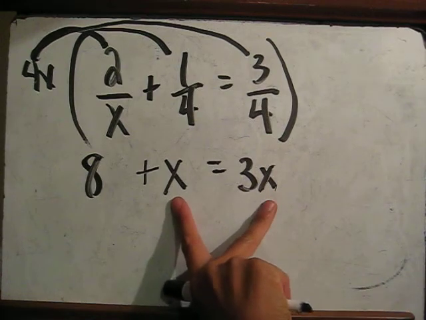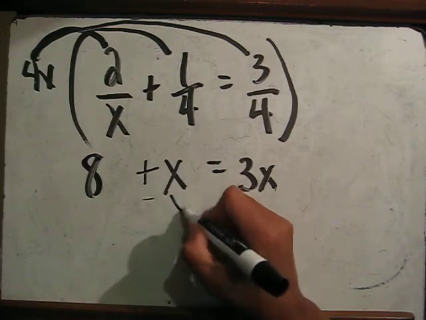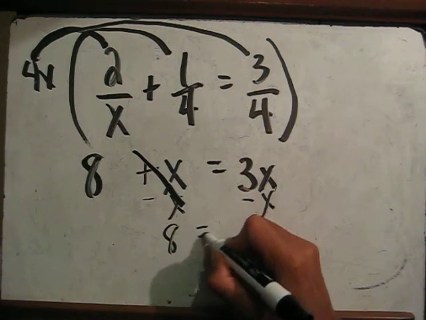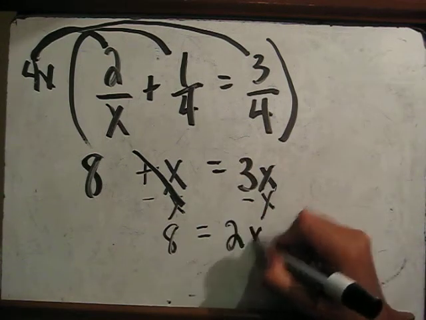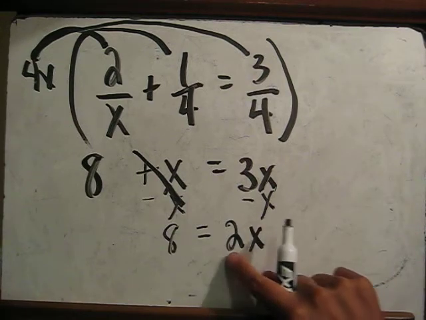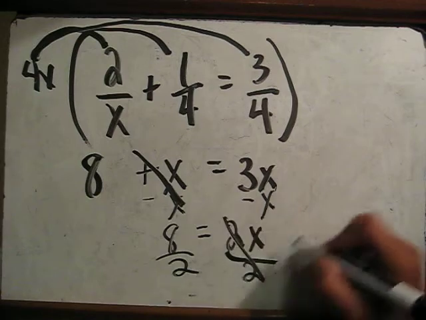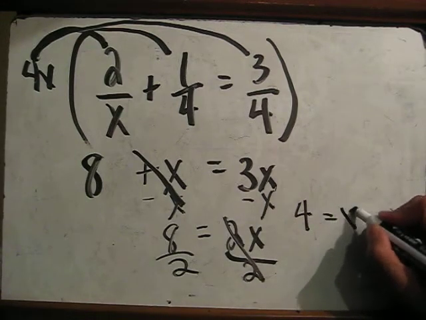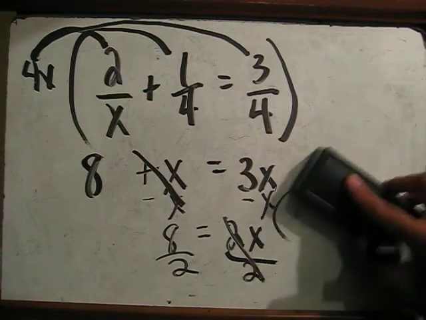Now we want to get x by itself. Now we have variables on both sides of the equation. So we're going to subtract x from both sides. Now I'm left with 8 equals, so 3x minus x equals 2x. Want to get x by itself, get rid of the 2, divide by 2 on both sides, and now we're left with x equals 4. There you go. Okay, next problem.